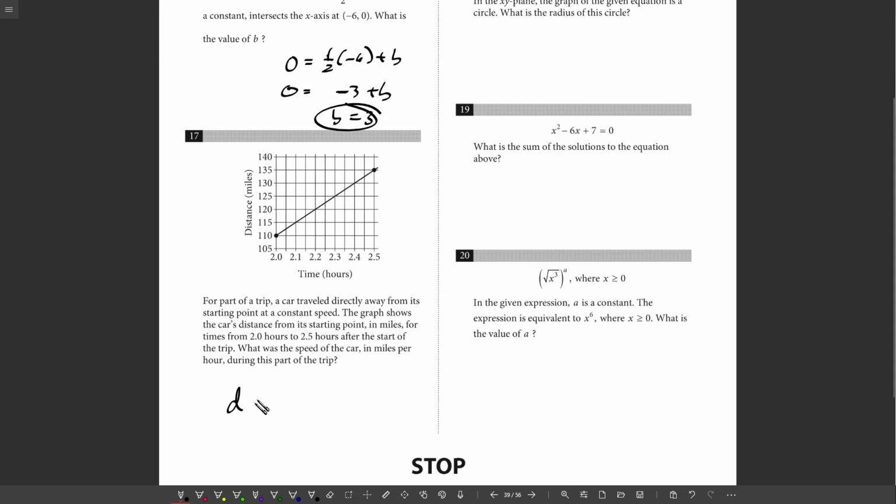So for 17, we want the speed of this car during this part of the trip. So speed relates to distance by this equation. Distance is equal to rate or speed times time. So distance divided by time is the speed.